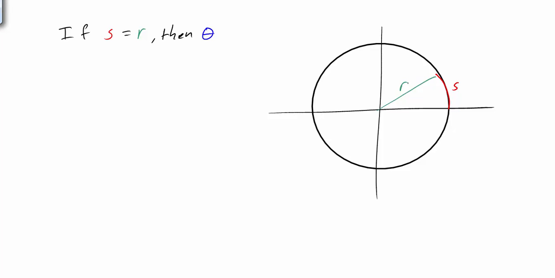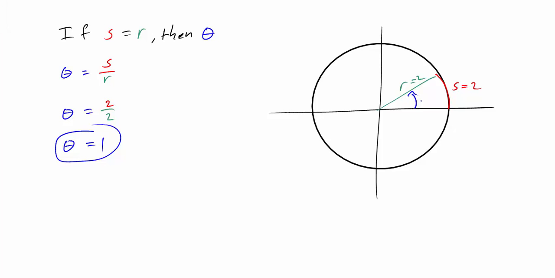Well, if these two values are the same, again, we know that theta is equal to S over R. So let's just pretend for a second that S equals 2 and the radius is equal to 2, then we would have 2 divided by 2, which means they're the same. So therefore we have theta equals 1. So that tells us this here is 1 radian. That's how we define 1 radian, is simply when S and R are the same.